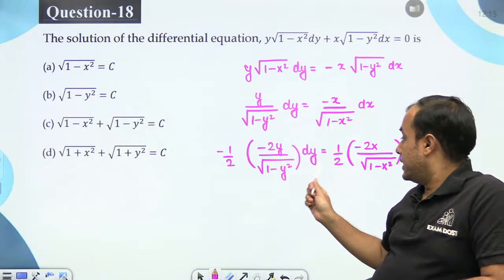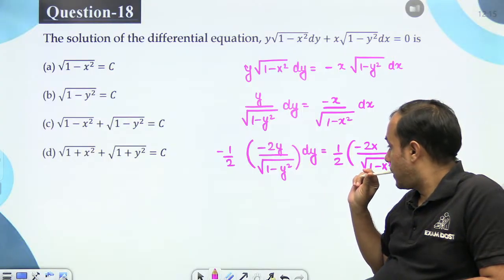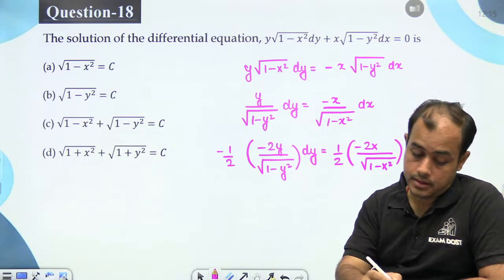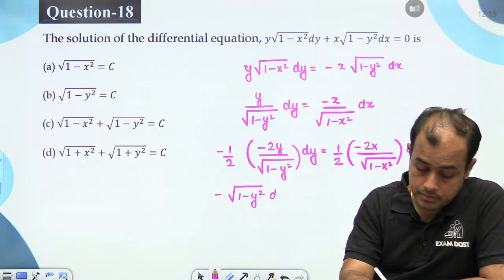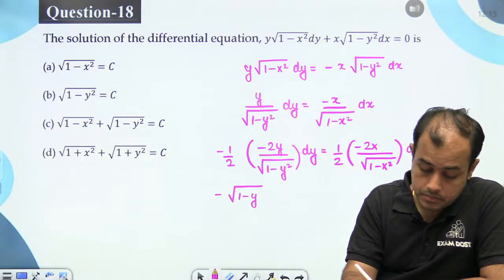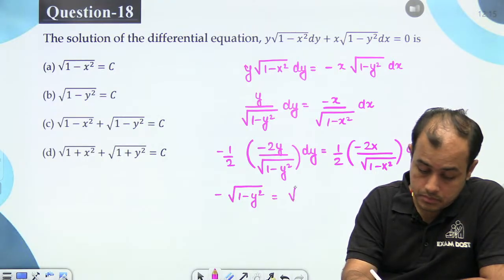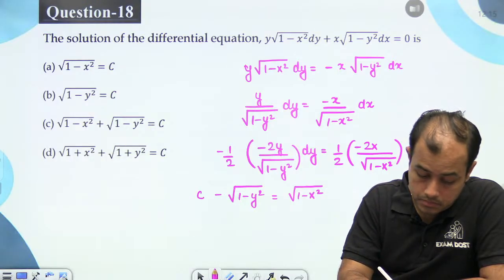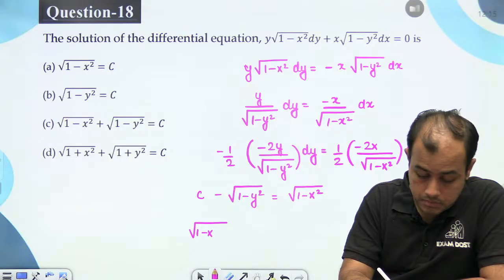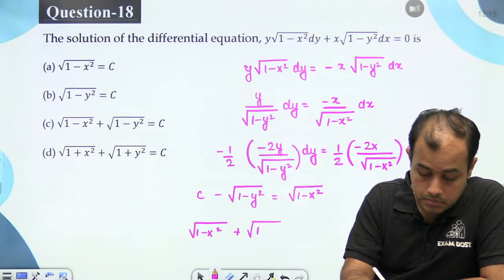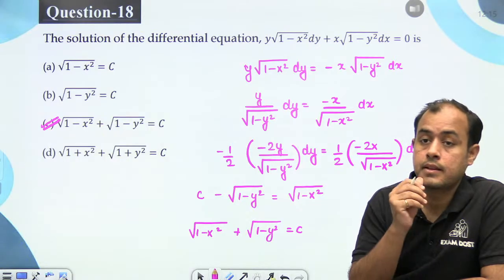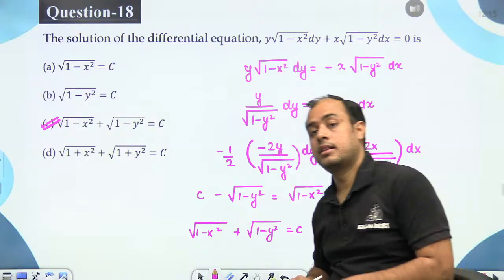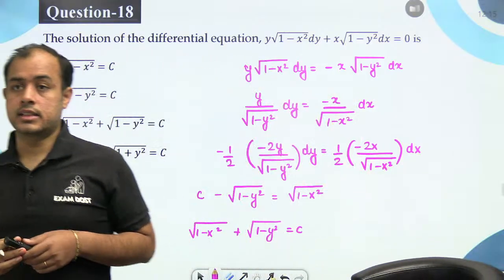Now if I integrate this, it will be the C option. C option directly. ठीक है, आप इसको इंटीग्रेट कर सकते हो.